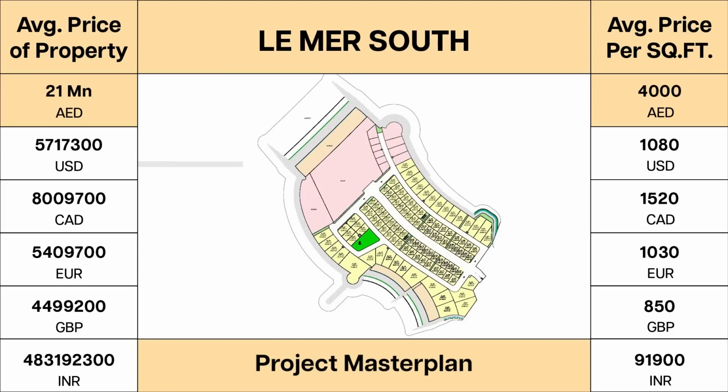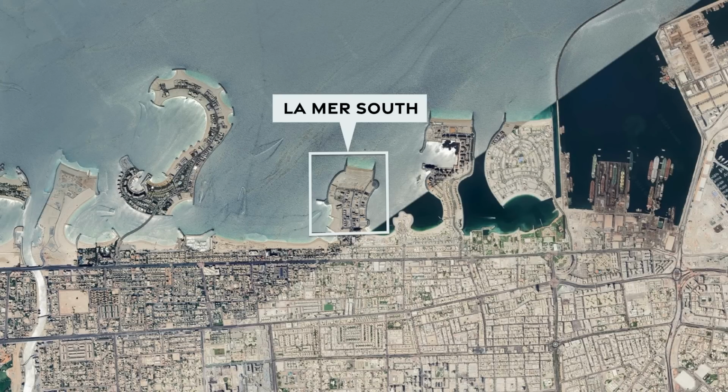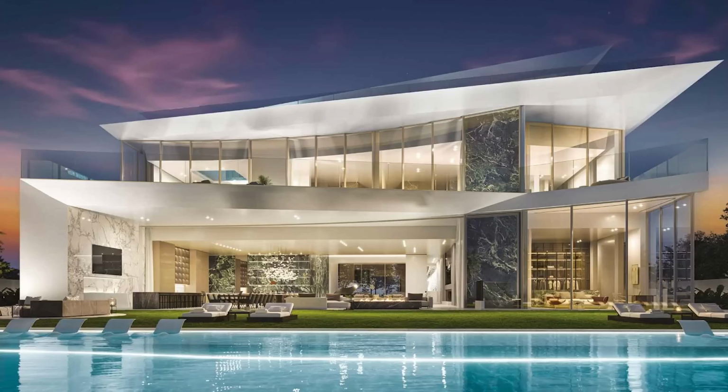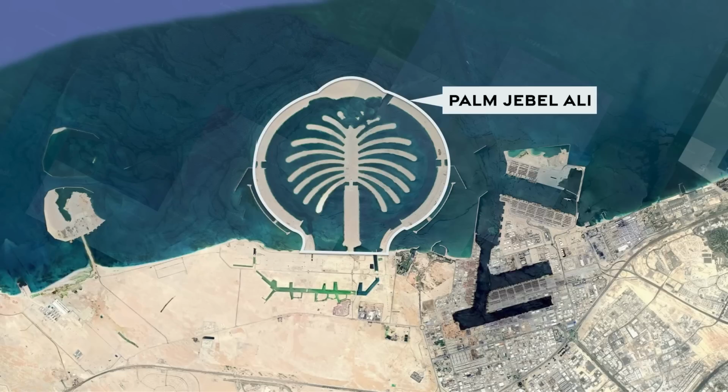The same price per square foot is for Emaar South villas, which is this section on the Jumeirah beach. Here you can find a number of different villa options as well as plots of land to build your own custom villa. Then we have the other Palm Island, which is known as Palm Jebel Ali.